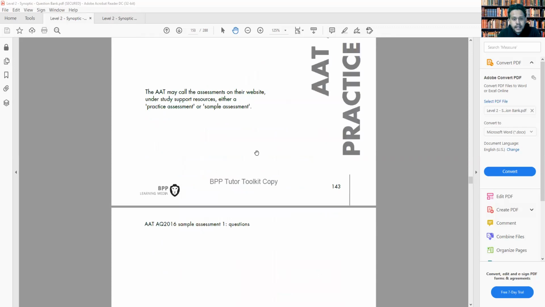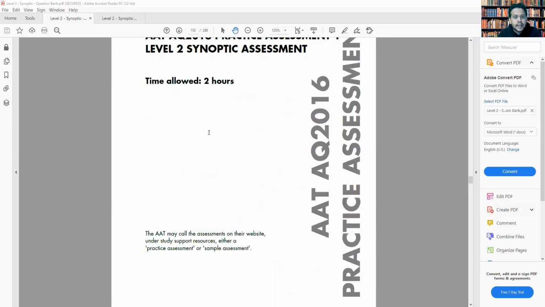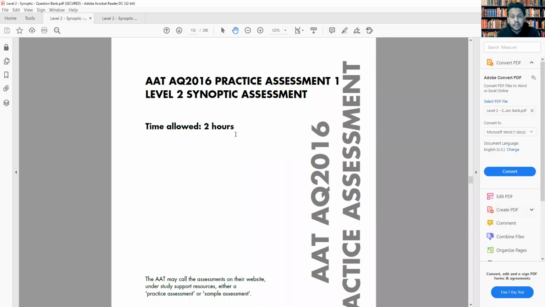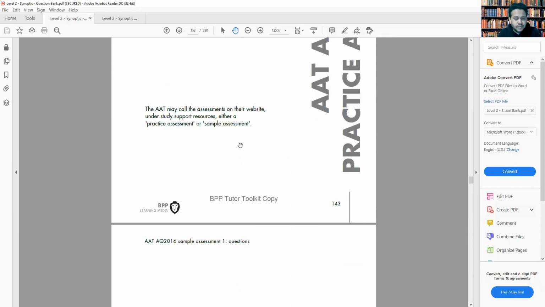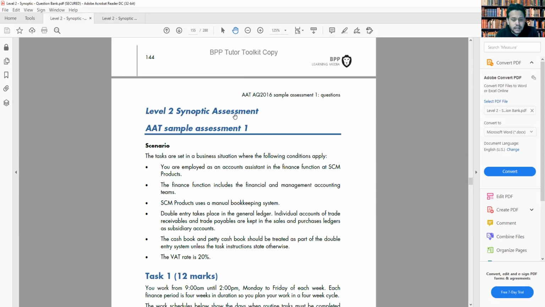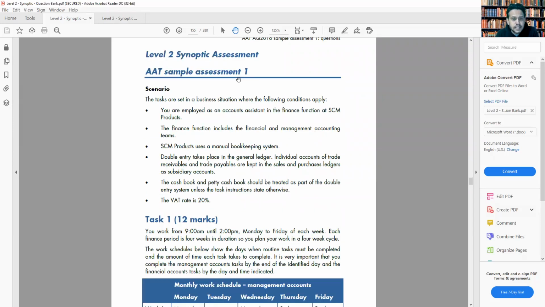It says AAT sample assessment, time allowed 2 hours. So we have 2 hours to complete this exam, which should be fine. And I think only 7 tasks we have to answer. It's not too many questions, only 7 questions in the exam. So let's have a quick look. Level 2 Synoptic assessment, AAT sample assessment 1.